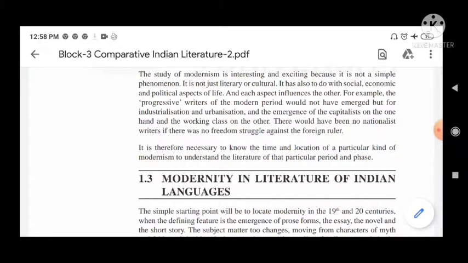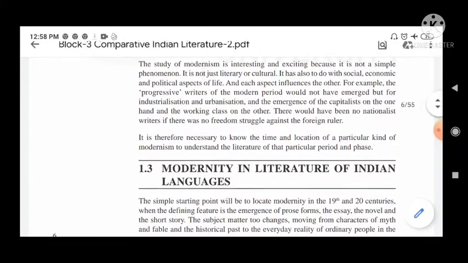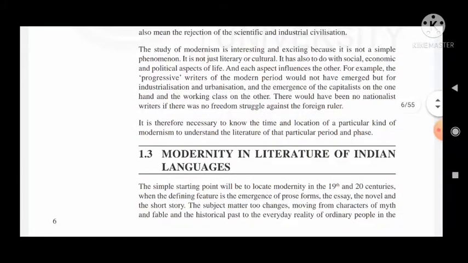For example, the progressive writers of the modern period would not have emerged but for industrialization and urbanization and the emergence of the capitalist on the one hand and the working class on the other. There would have been no nationalist writers if there was no freedom struggle against the foreign ruler.